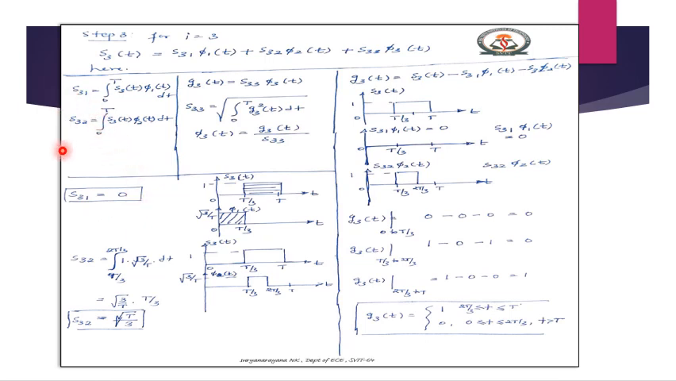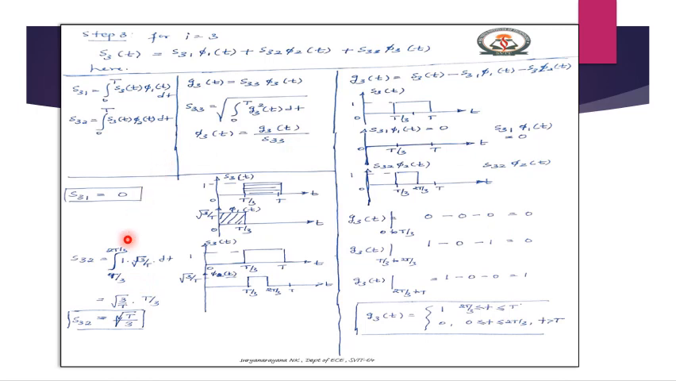Now we should find out S32. So it is the integration from 0 to T of S3 of t into phi 2 of t into dt. So first we should know the value of phi 2 of t and S3 of t. Let us substitute: as we know, S3 of t will be equal to 1 when it ranges from T by 3 to T. So we have substituted it here as 1, and the value of phi 2 of t is root 3 by T, which we already solved in step 2.